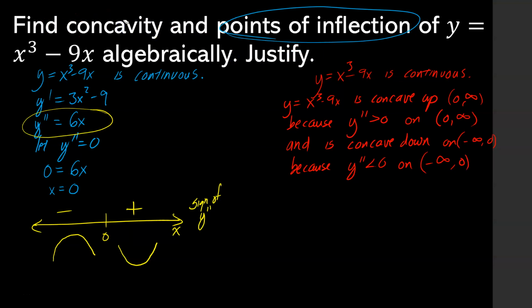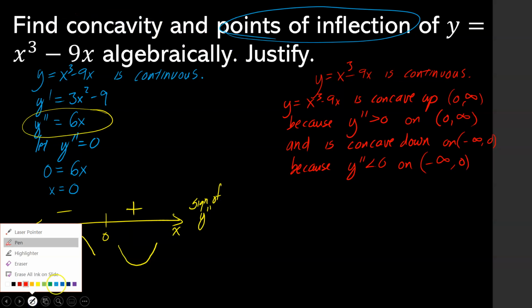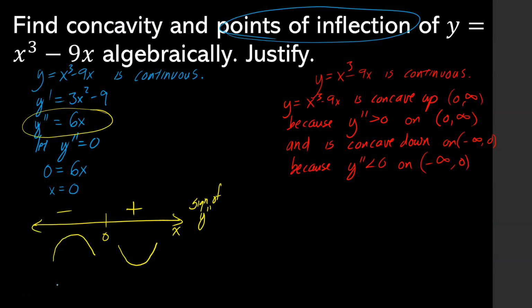Let's worry about points of inflection now. How many points of inflection does x cubed minus 9x have? Just one, at x equals 0. That's where the concavity changed. But realize we were asked for a point, which means we need the y value as well. So maybe we should put that work in. Using x equals 0, y is equal to 0 cubed minus 9 times 0. So we're talking about the ordered pair 0, 0.